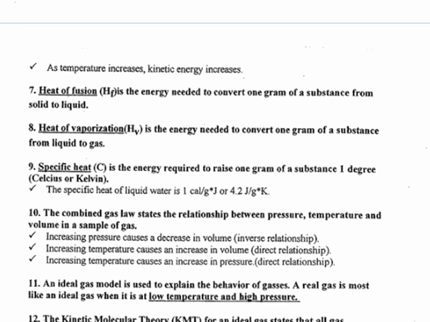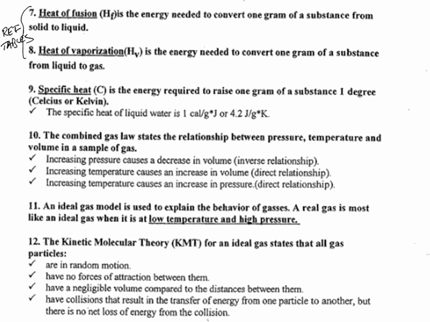Heat of fusion and heat of vaporization, both of these problems we've done. We have to use the reference tables to find the values. Fusion is the energy needed to melt ice. Vaporization is the energy needed to boil water. Specific heat is the energy required to raise 1 gram of a substance 1 degree Celsius or Kelvin.